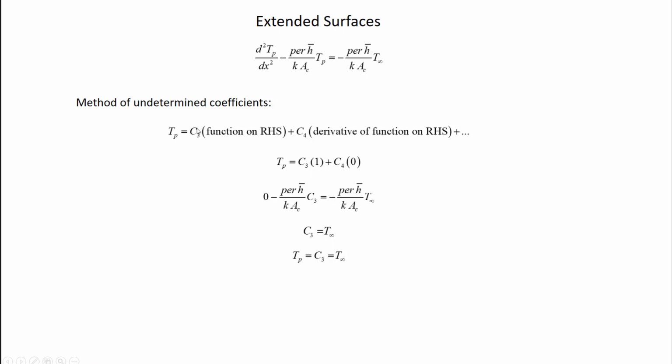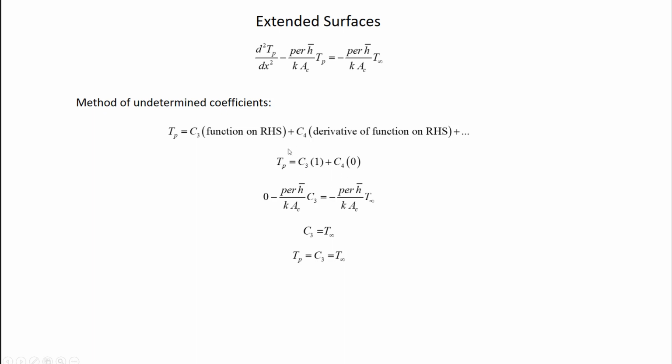So you put C3, which is an undetermined constant, times the function on the right-hand side, plus C4 times the derivative of this function. If there's more than one function here, you would keep going, right? In this case, it's really easy. If I look at the right-hand side, what function do I have here? Well, this is just a constant, right? So I can just take C3 times a constant, which is 1, and then C4 times the derivative of the constant, which is 0. So in this case, I just get that TP must be some constant.